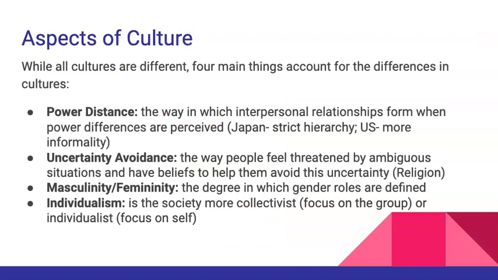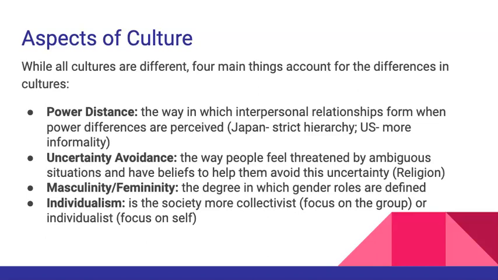Okay, so while all cultures are different, there are four main things that can account for the differences within cultures. Power distance: the way in which interpersonal relationships form, and how power differences are perceived. So, for example, in Japan, there's often a very strict hierarchy, whereas in the US, we're a more informal society in general.